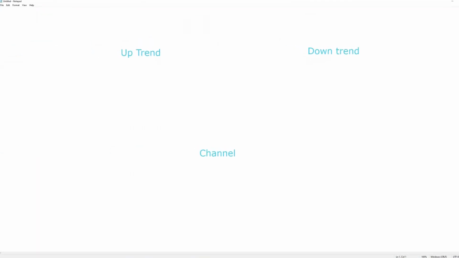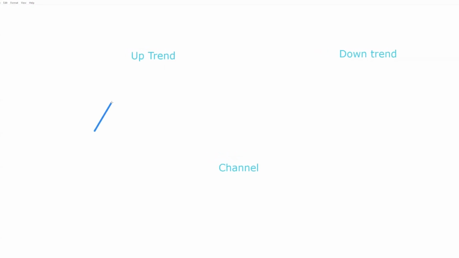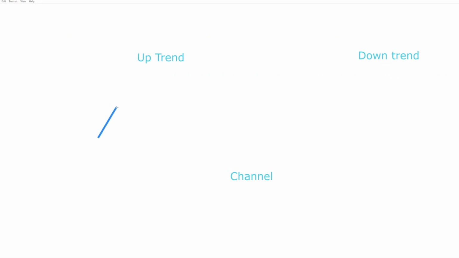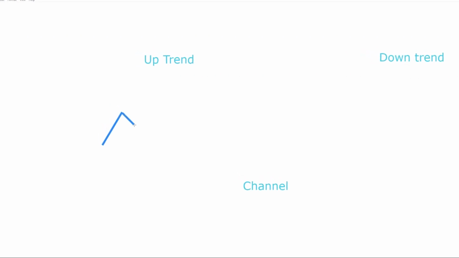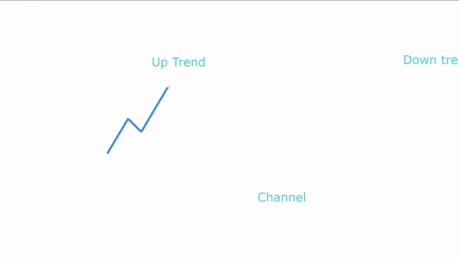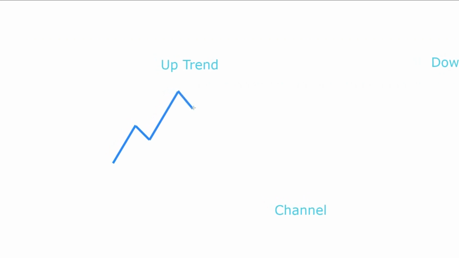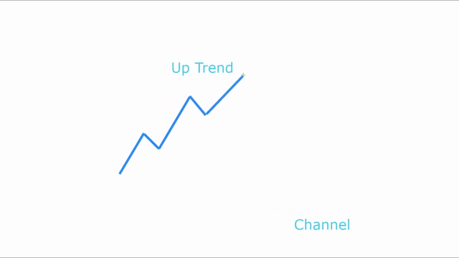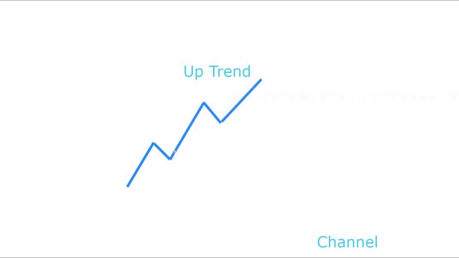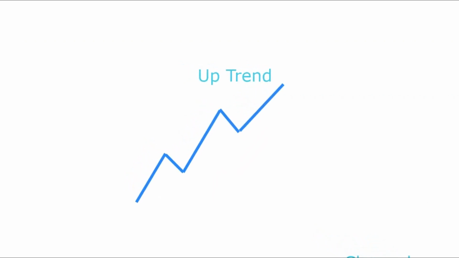So starting off first, we have a trend. Alright, now we're going to be doing an uptrend. So basically, an uptrend is when the stock is moving up and it's making higher highs and higher lows. And it's going to continue to be in this uptrend until a low goes under the previous low. Once a low goes under the previous low, it's going to switch trends.